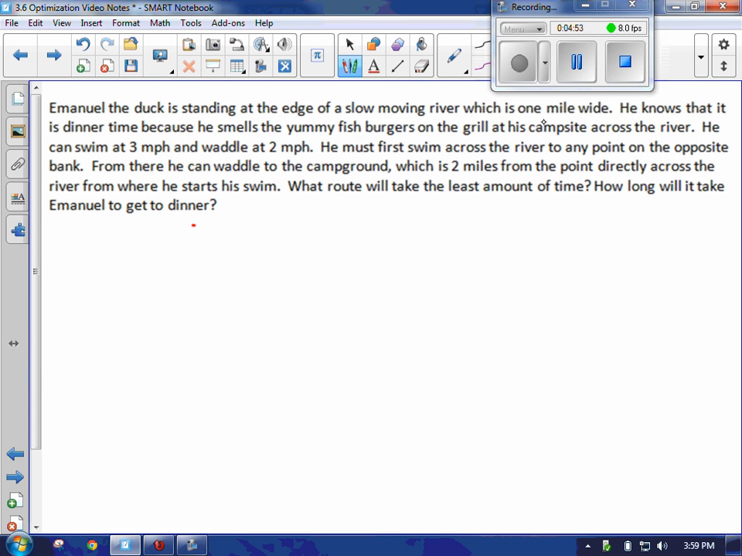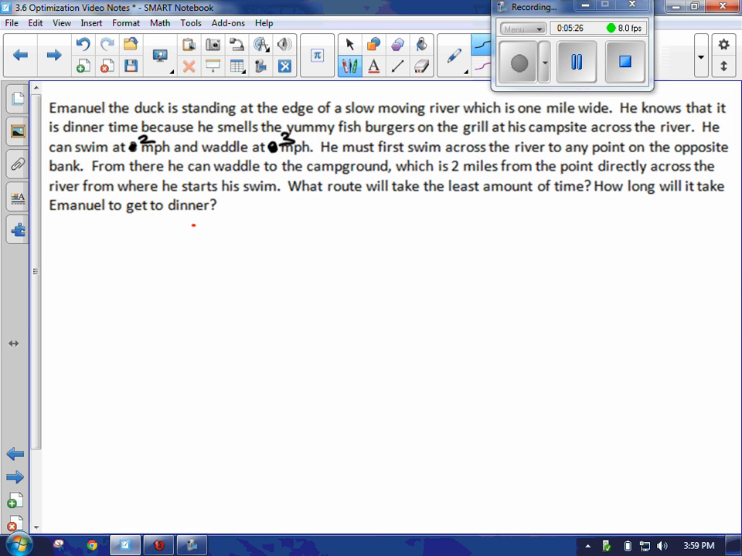Emmanuel the duck is standing at the edge of a slow-moving river, which is 1 mile wide. He knows that it is dinner time because he smells the yummy fish burgers on the grill at his campsite across the river. He can swim at 3 miles per hour and waddle at 2 miles per hour, which makes sense, but actually for this problem, I'm going to change this. I'm going to change it to swim at 2 miles per hour and waddle at 3 miles per hour. I switched it up and then realized the problem didn't work with that, so we'll put it back to that.